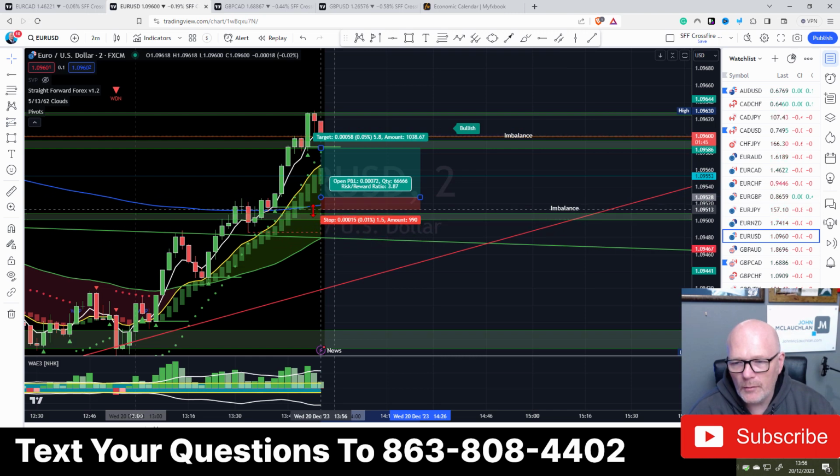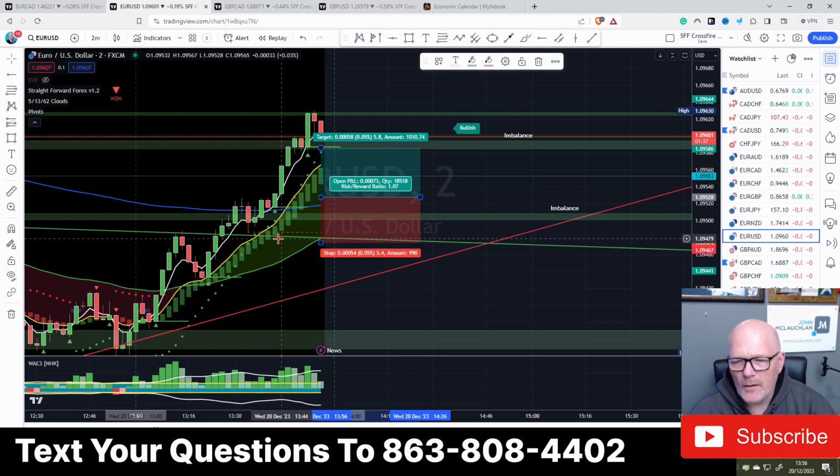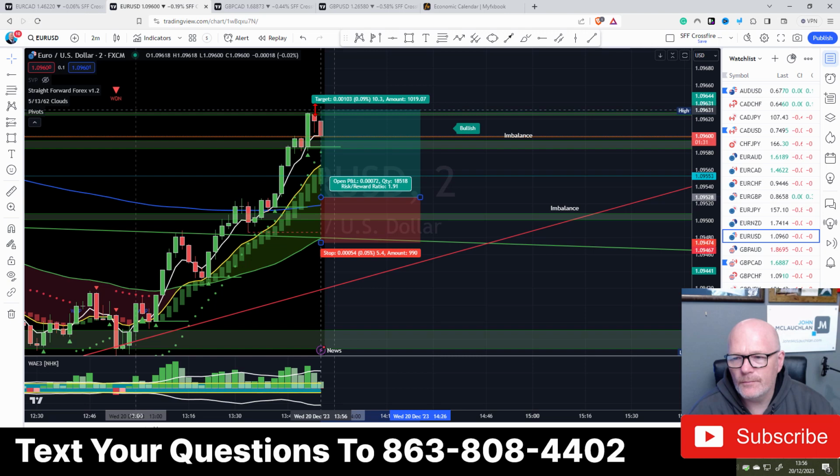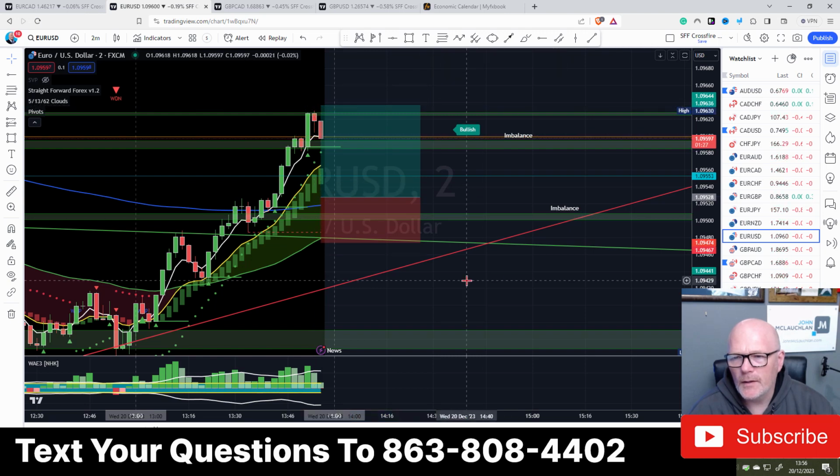Then below, where are we? Yeah, I'll go below this. I'll go below here. There. So we're below this area here, below the green trend line, and a 1 to 2 is there.